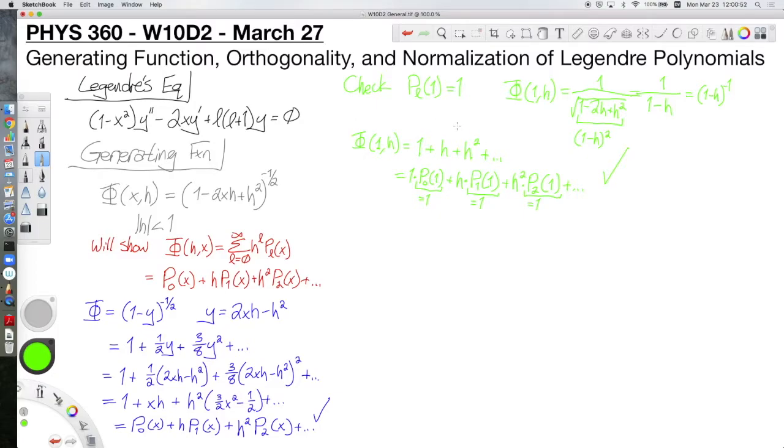We still have these factors of h because the generating function isn't just Legendre polynomials, it also has this h to the l term in there. But all of the P_l of x terms have at least become 1, which is what we wanted to check. The last thing we want to see here is that our generating function is a solution to Legendre's equation.